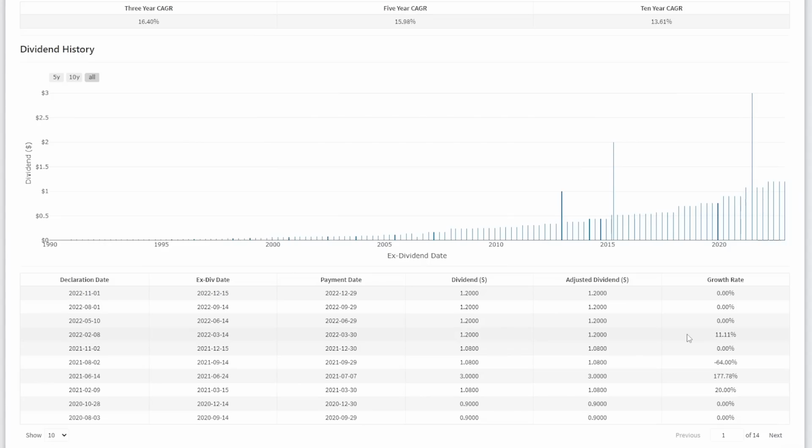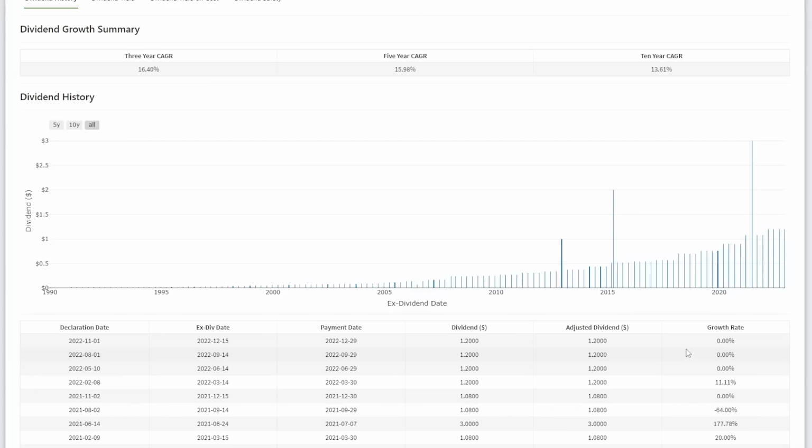Their most recent dividend increase was over 11%. They are due to announce a new dividend increase in the coming month. I'd expect this one to be on the lower end, around 5 to 10% based on current market conditions.